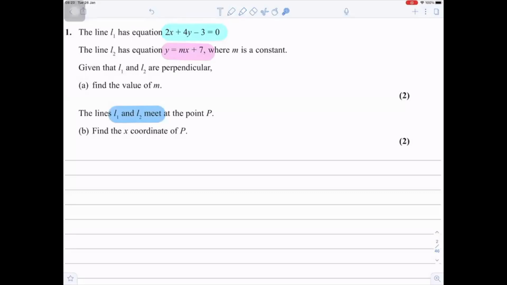Question number 1. The line L1 has equation 2x + 4y - 3 = 0. The line L2 has equation y = mx + 7, where m is a constant. Given that L1 and L2 are perpendicular, find the value of m. The lines L1 and L2 meet at the point P. Find the x coordinate of P.